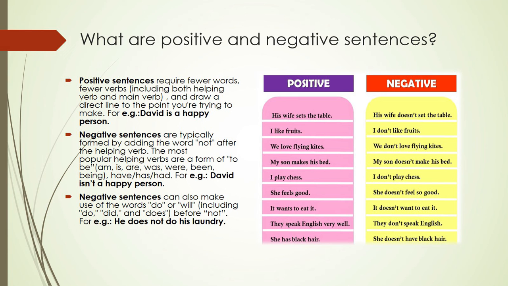It tells us about the current situation of David. Compared to the example, David is not happy under the negative sentence section. This sentence tells us about what is not the current situation.